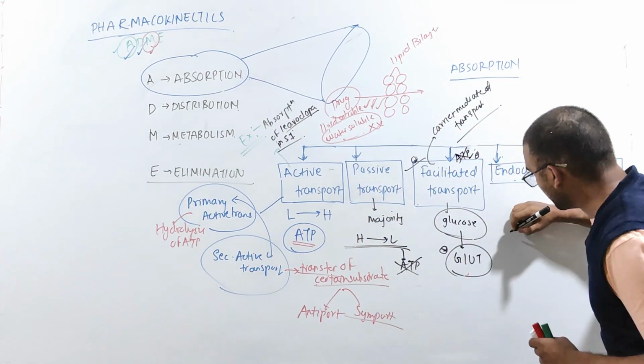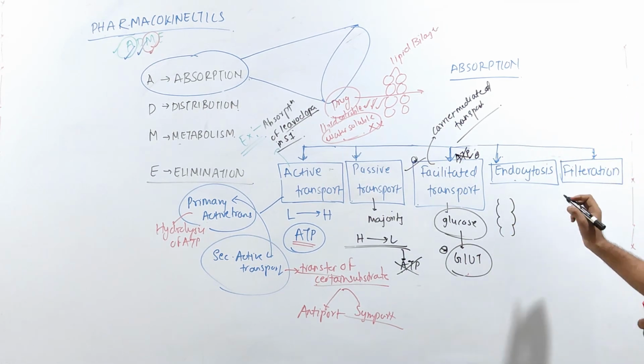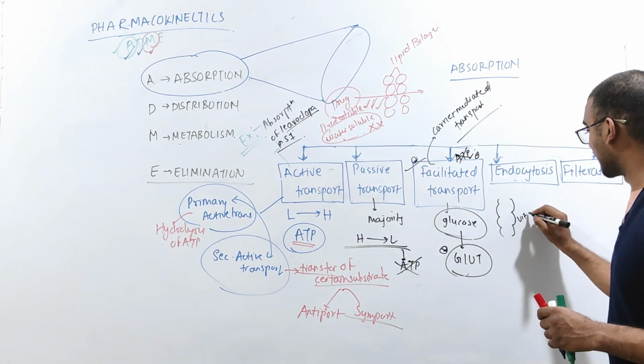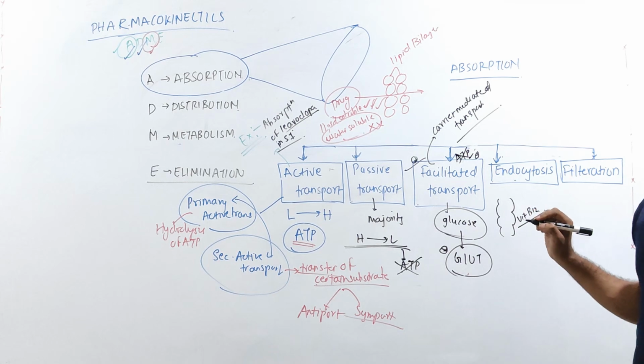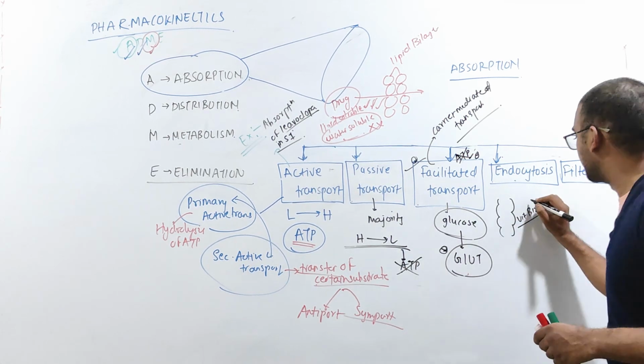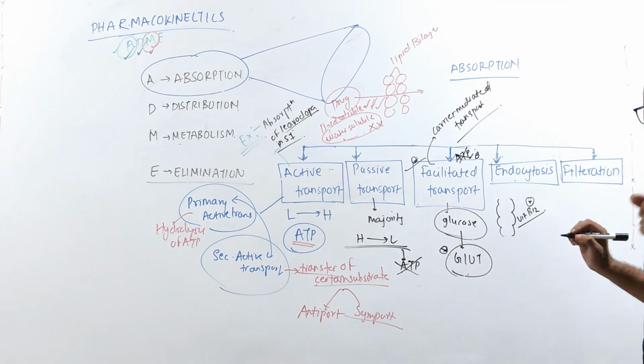Now, for example, this is your intestine, and here your vitamin B12 is there. I want you to write in the comment section what the chemical name of vitamin B12 is. Please comment down, I'll check on it.